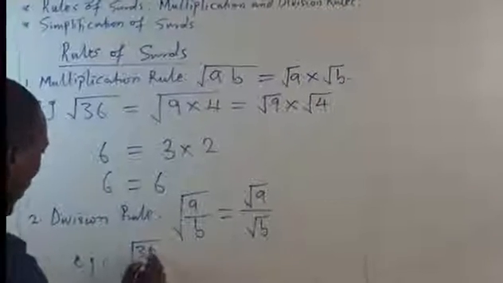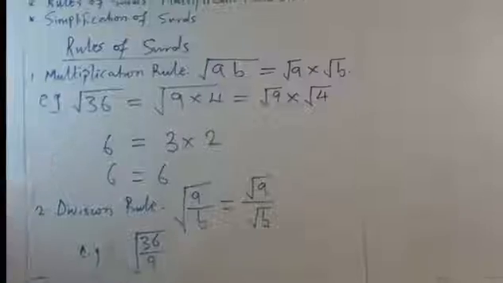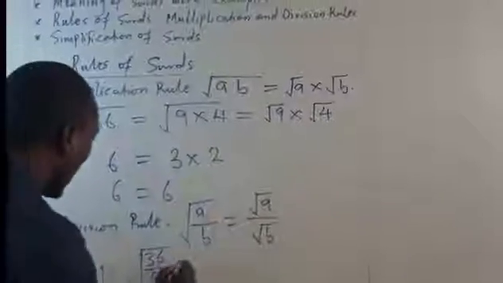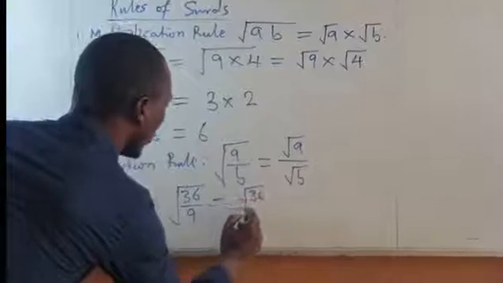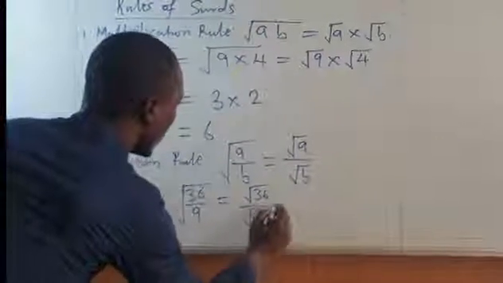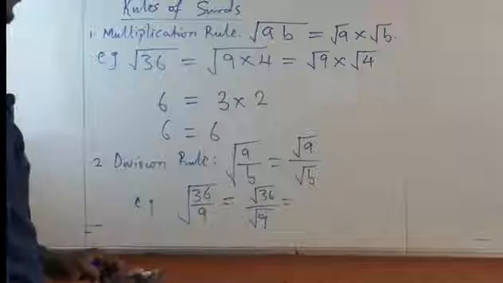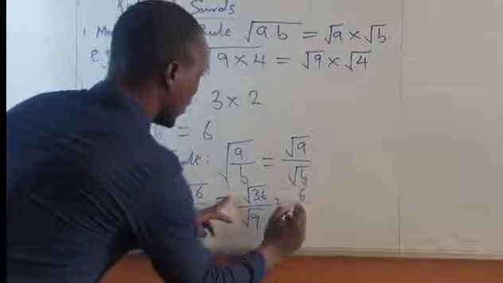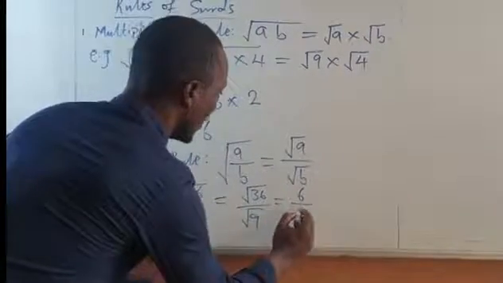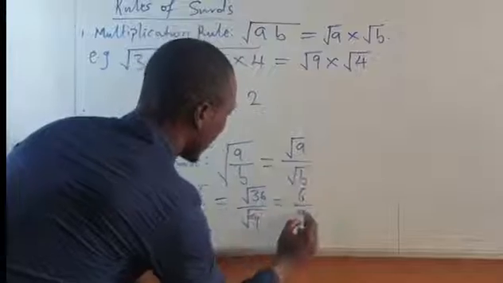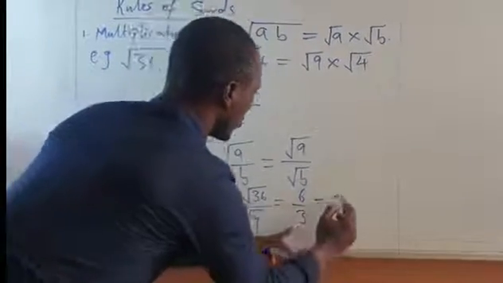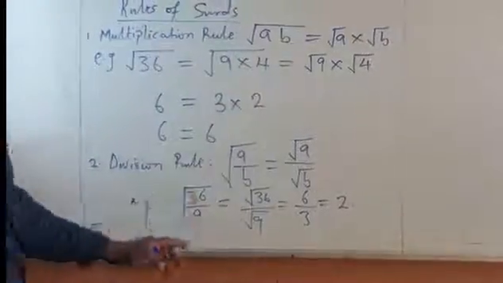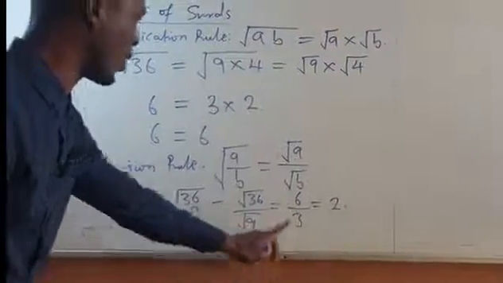So we have the square root of 36 over 9, which is the same thing as the square root of 36 all over the square root of 9. So the square root of 36 is what? That is 6 all over the square root of 9. That is 3. Then we have 6 over 3, that is 2. So we have the square root of 36 over the square root of 9 to be 2.